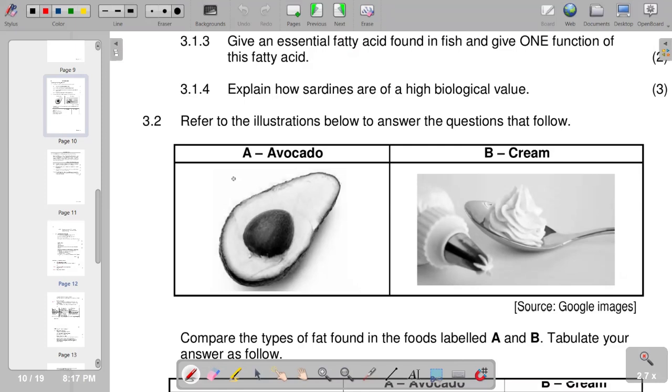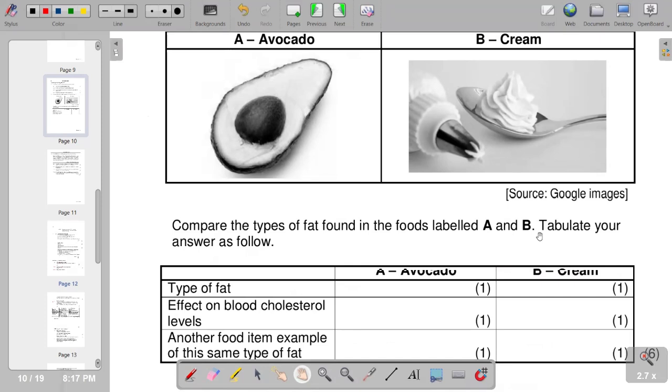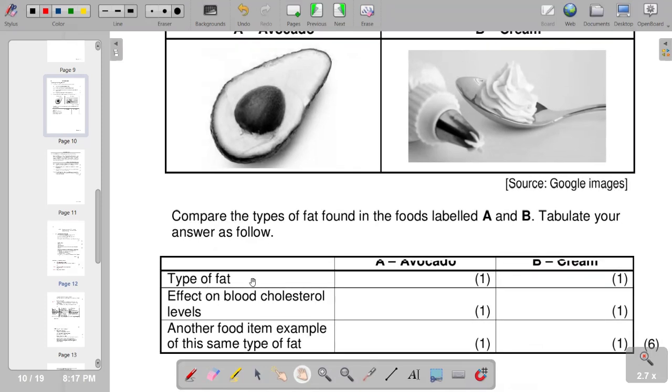For 3.2, refer to the illustrations below to answer the questions that follow. So I give you an A with avocado, B with cream. Then the question says, compare the types of fat found in the foods labeled A and B. Tabulate your answer as follows. Of course, we've got a row for type of fat, effect on blood cholesterol levels, another food item example of this same type of fat.